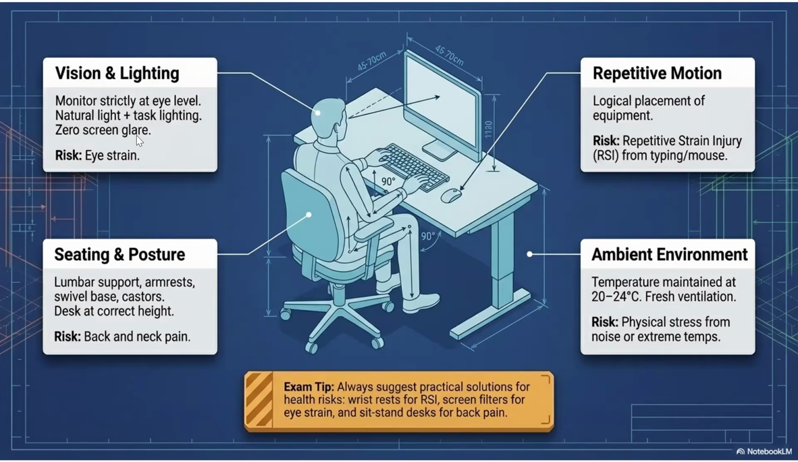First one, vision and lighting. If you don't get it right, it can end up damaging your eyes. You can't have too much glare that you can't see, and it can't be too dark that you can't see. If you're working on a computer, the monitor shouldn't be too close or too far away, and it should be at eye level.